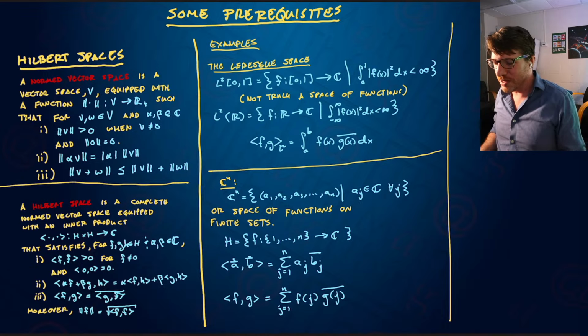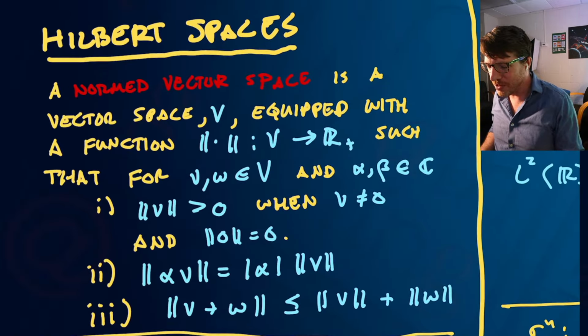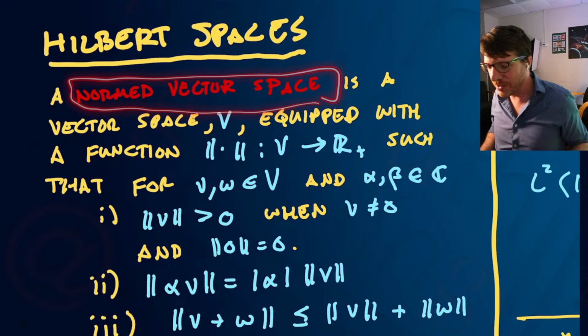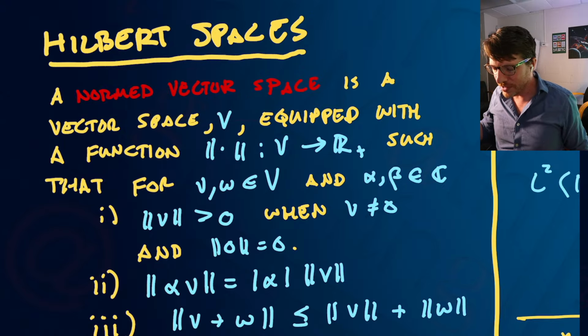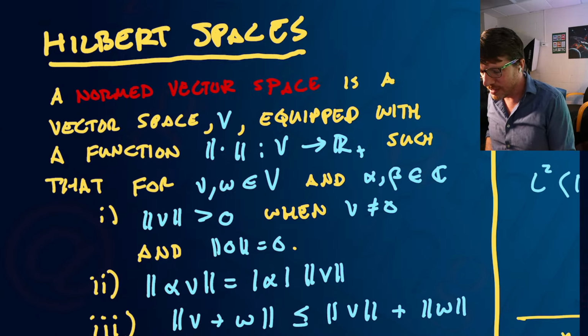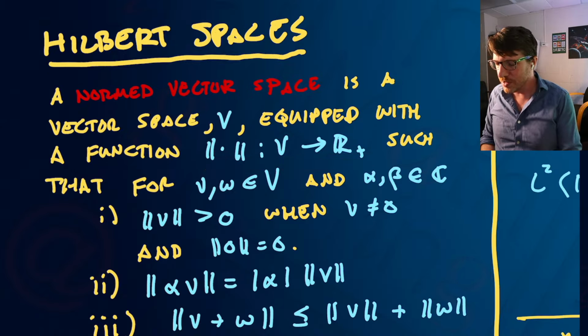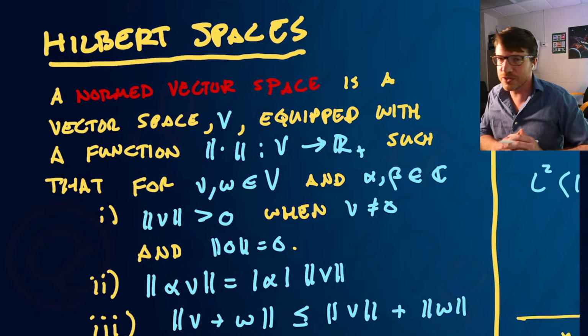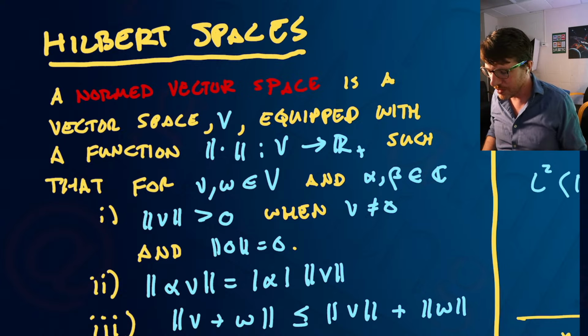So we're going to start talking about some prerequisites here. We're talking about Hilbert spaces. Before we talk about Hilbert spaces, we're going to talk about a normed vector space, because you have to know what a norm is to understand what a Hilbert space is. A normed vector space is a vector space V equipped with a function, which we call the norm, from the vector space to R+. A norm is really just the length of a vector, if you want to think of it like that.